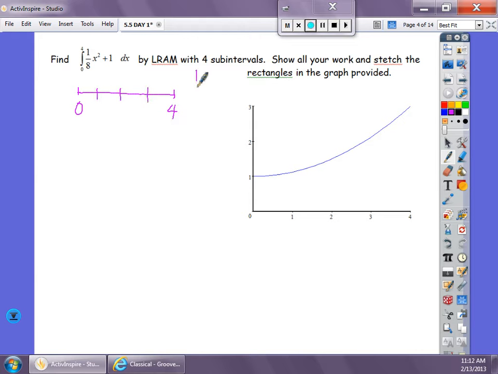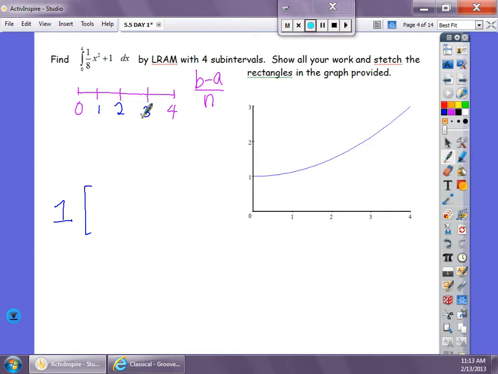The other option you have is b minus a over n. B is 4, a is 0, n being 4 subintervals. So that works too. Thanks, guys. Thank you. All right. So they checked it yesterday. So you end up with common width of 1 multiplied by, if I'm doing an LRAM, which is the only y value that I do not use, 4.